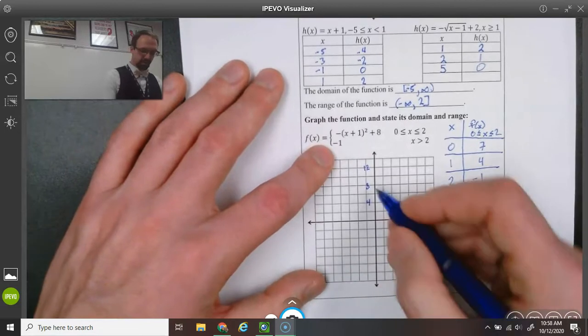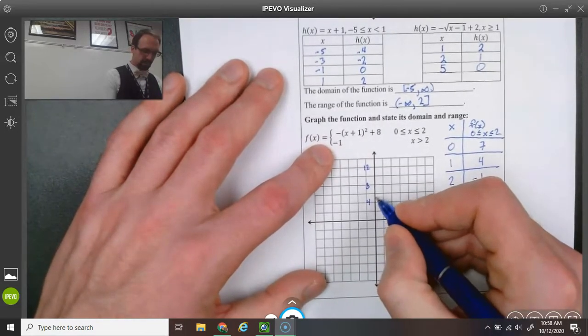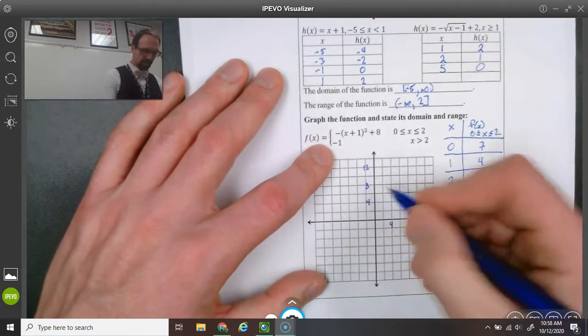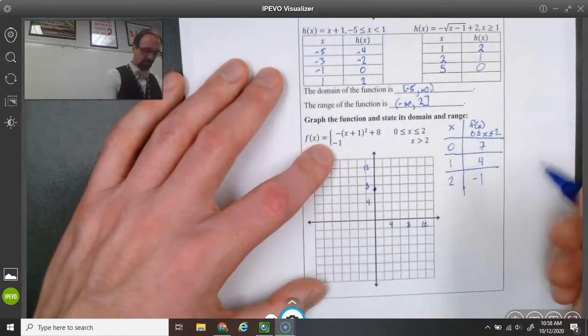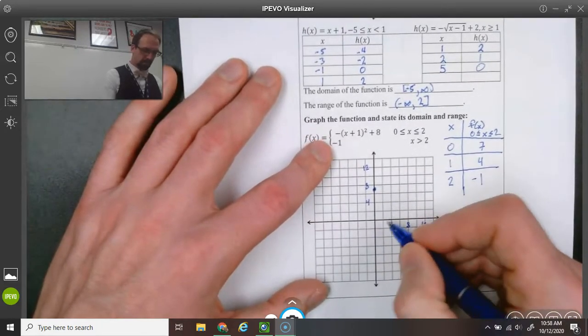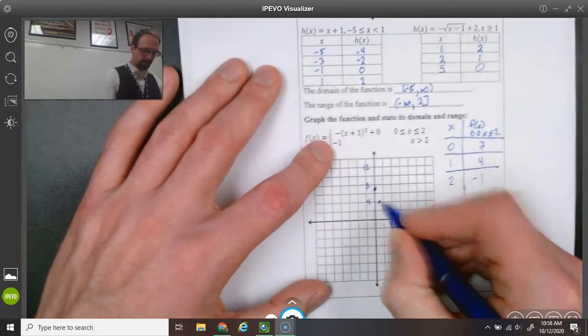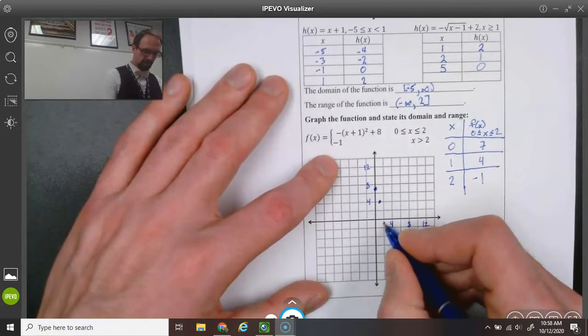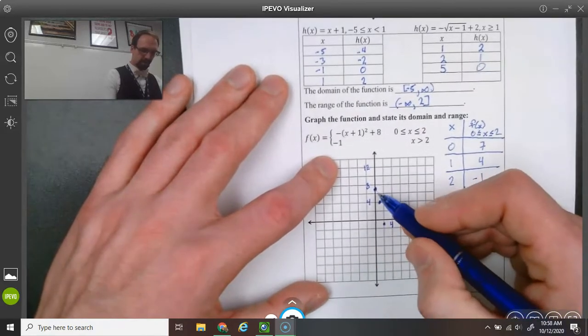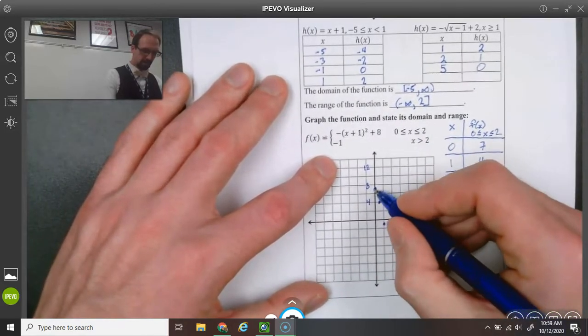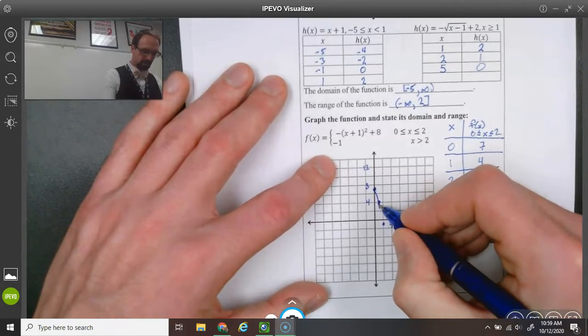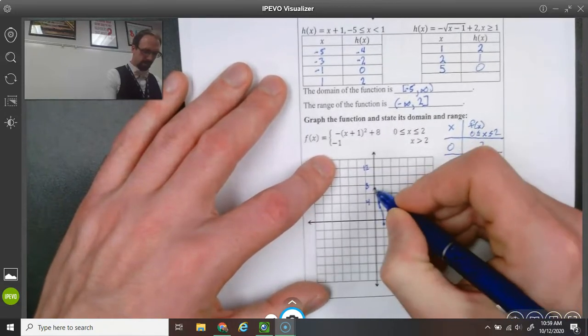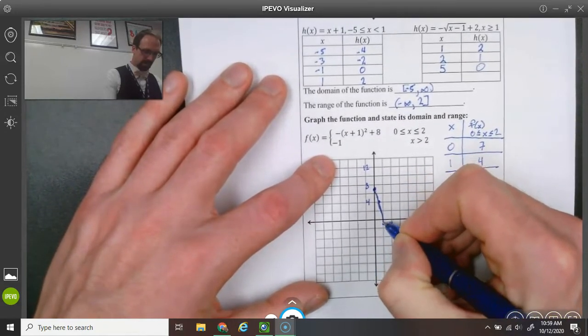So here I have 0, 7, which is going to be here. 1, 4, so that's going to be here. 2, negative 1, which is here. That's going to go from here to here. Notice that these are all inclusive at both ends. So I made this include at both ends.